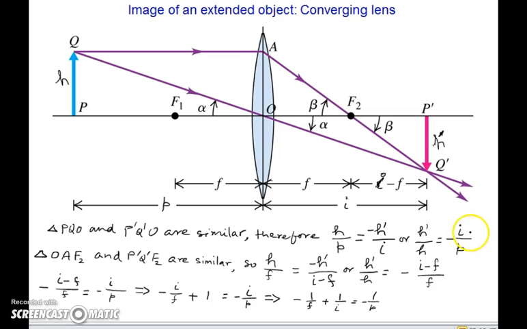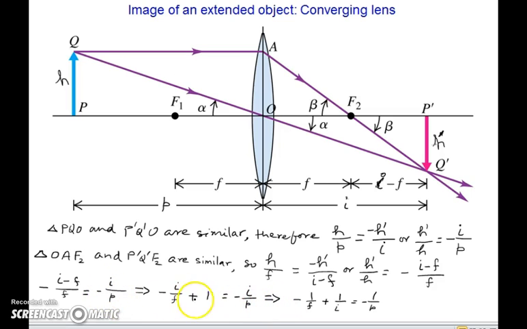So if I look at this, the left hand side of each equation is H prime over H. So the right hand sides of these two must be equal. That's what we are writing: negative I minus F over F must be equal to negative I over P, and each is equal to H prime over H, right? Now rearranging that, we get I over F, and the negative becomes positive, and F over F is one, and is equal to negative I over P.